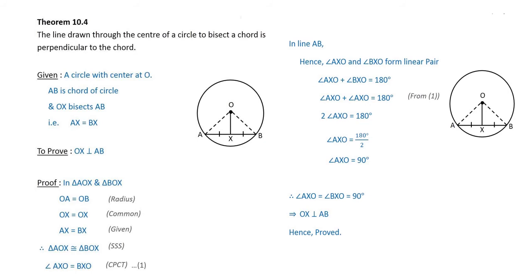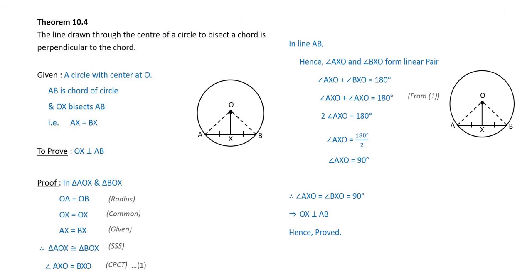So, first thing that we'll write here is whatever is given. So, O is the center of the circle, AB is the chord, and AX is equal to XB. This is already there. Okay, what we have to prove is that OX is perpendicular to AB. This is what we have to prove. So again, I'll make a construction. OA is equal to OB, I'll get, because it is the radii of the circle. Secondly, I'll get OX and OX common. And third, AX is equal to XB because it is given that they are congruent, right?